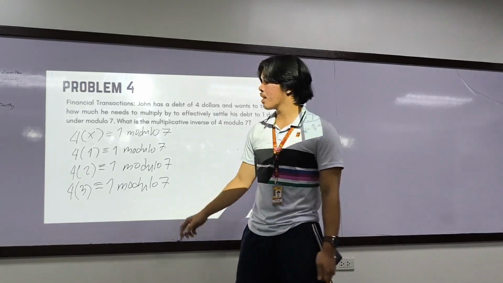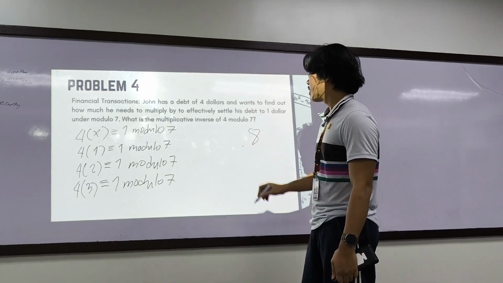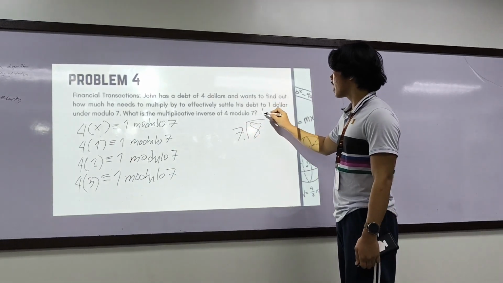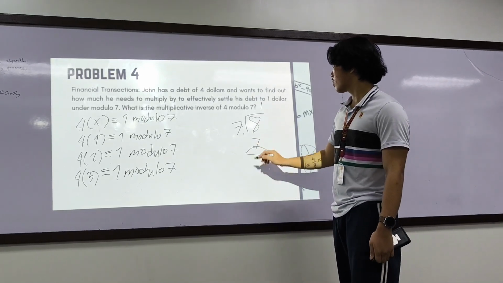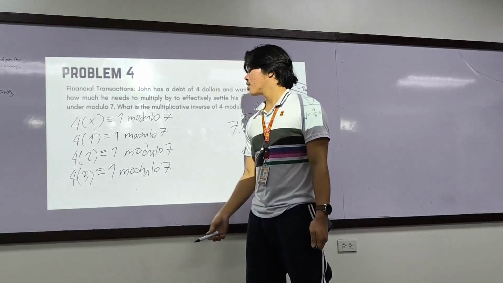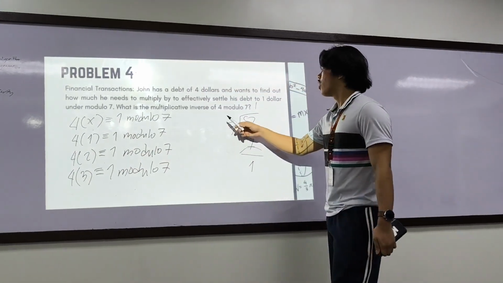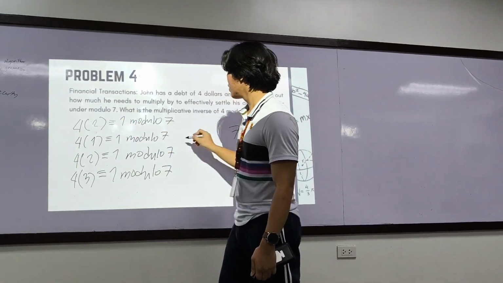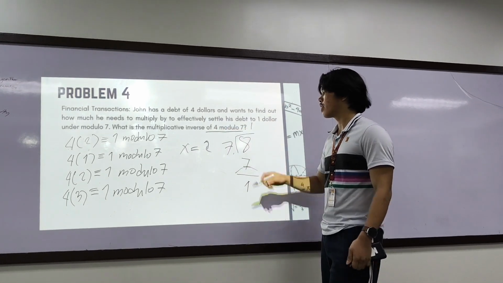The next number that we will multiply is 2. So 4 times 2 is equal to 8. And 8 divided by 7 is 1. And 1 times 7 is 7. And 8 minus 7 is equal to the remainder of 1. So we can now conclude that the number 2 is the multiplicative inverse of 4 modulo 7. So here, x is equal to 2, and 2 is the multiplicative inverse of 4 modulo 7.